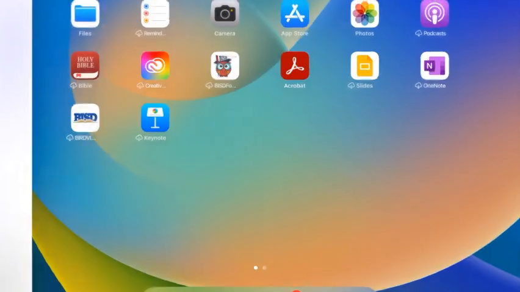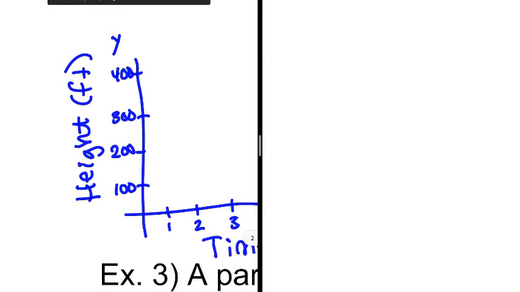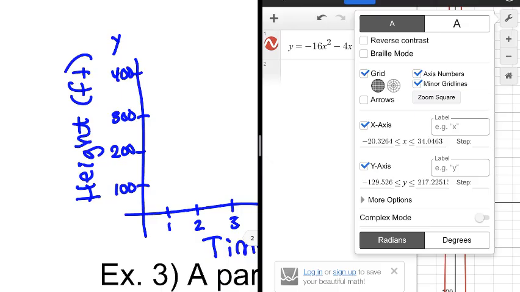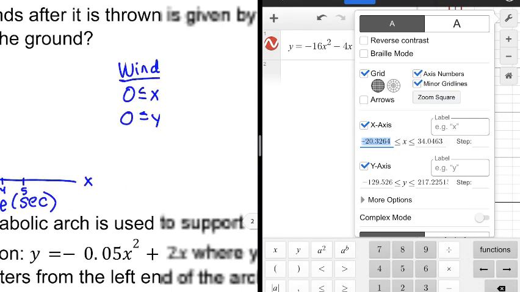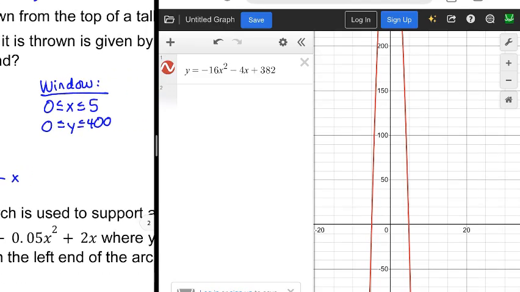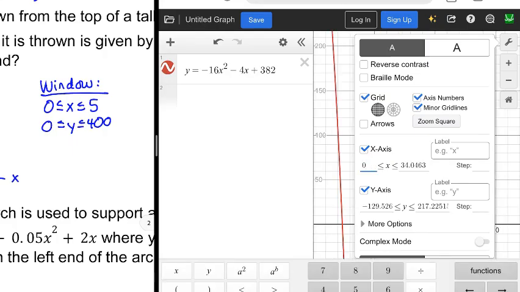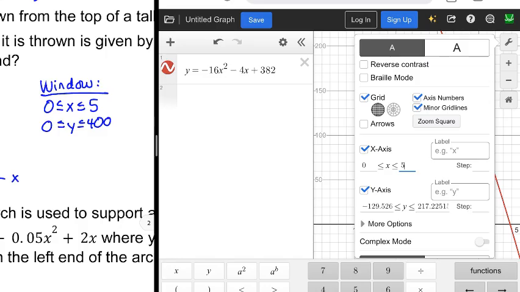So look back at Desmos. My window got messed up. Oh, or we haven't put the window in, have we? I just thought about that. Okay, so go to the wrench, and we are going to set up the window like this one. There we go, that looks better. Everybody needs to practice this, okay? 0 on the X to 5, and then the Y is 0 to 400.